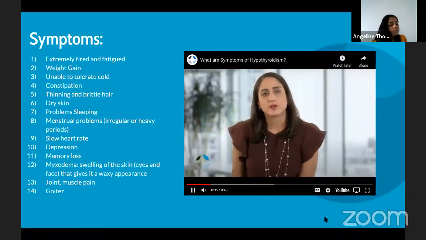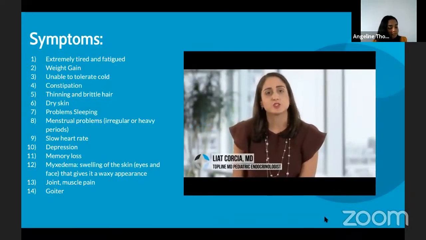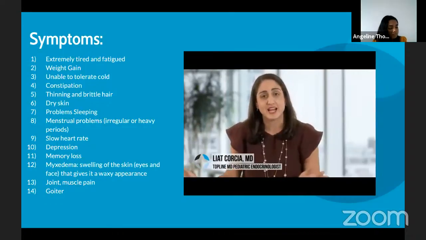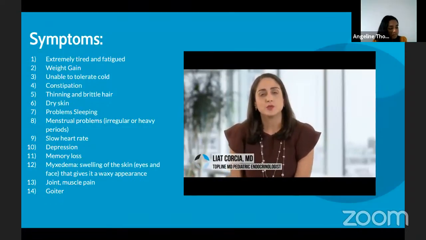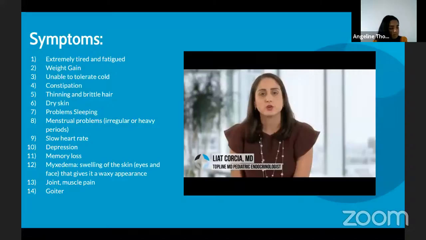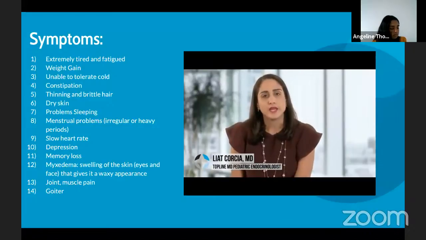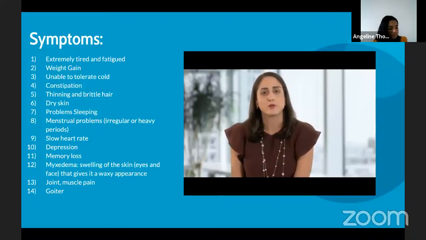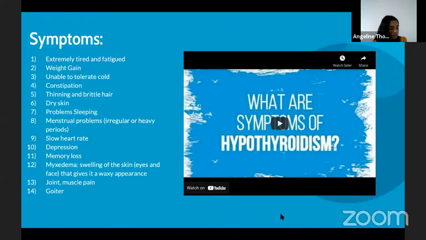Symptoms of hypothyroidism can actually be very nonspecific, especially in children, where occasionally we don't even see any signs. But the more common symptoms of an underactive thyroid gland include feeling fatigued, being very, very tired, having weight gain, feeling cold all the time with increasing cold intolerance, being constipated, having hair loss, having dry skin, or having problems sleeping or with your menstrual cycle. So if you didn't catch all of them, they're the first 8 on the list here.